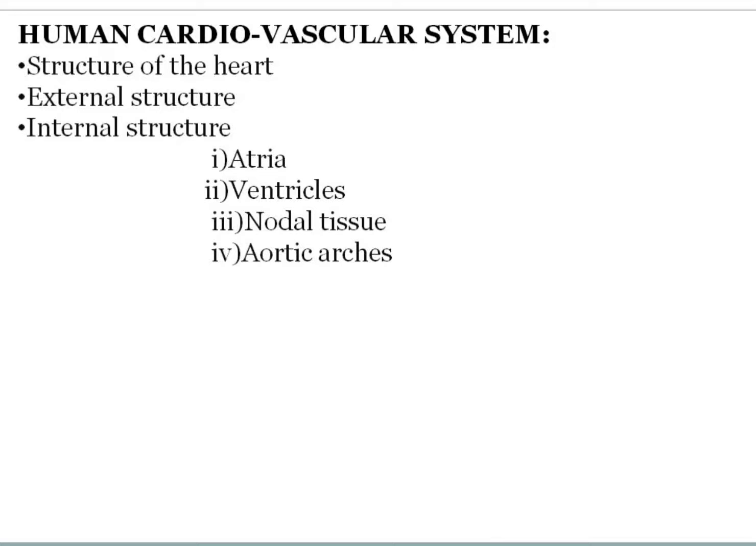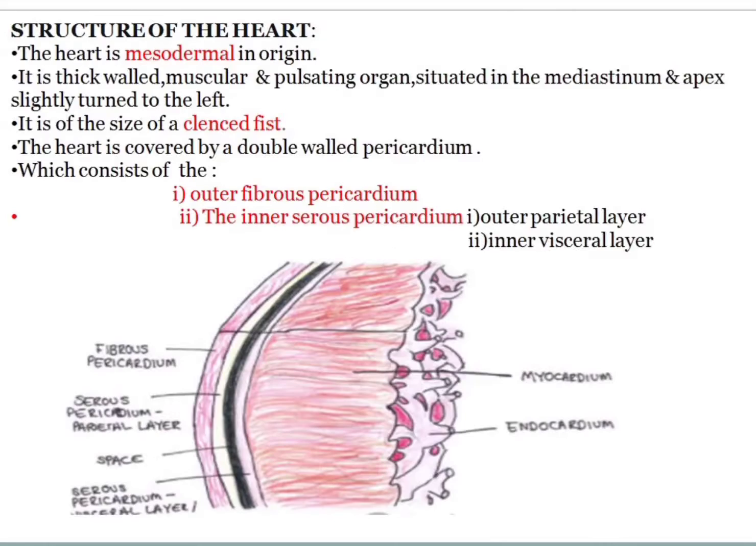So a heart consists of 4 chambers, 2 upper smaller atria chambers and lower larger ventricle chambers, and also a nodal tissue and aortic arches. So first of all, the structure of the heart. The heart is mesodermal in origin. See here, there are a lot of layers.